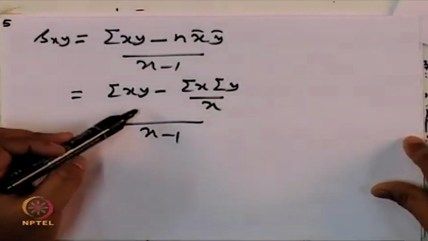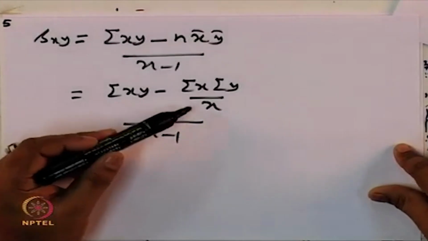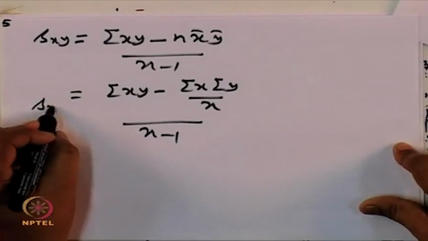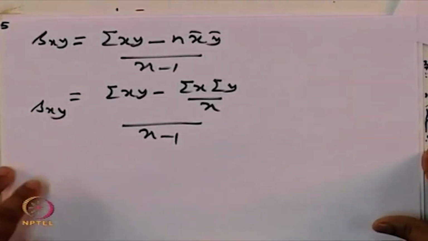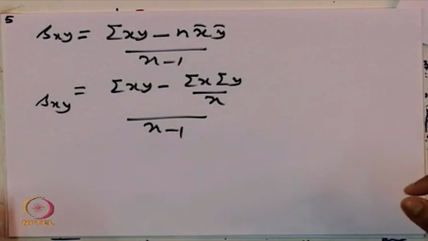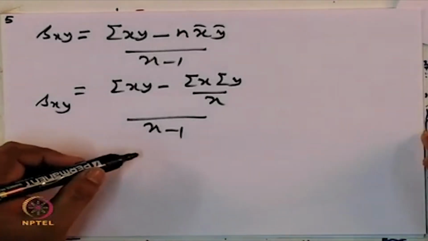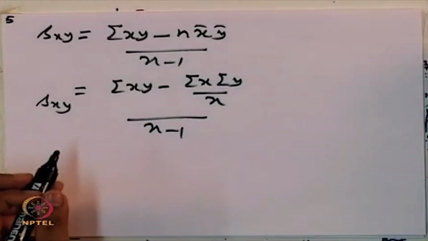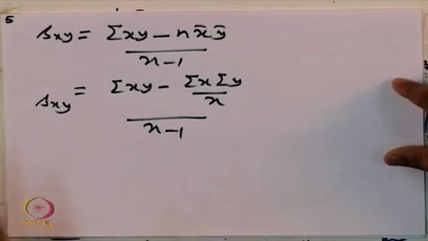Okay. So, summation x y minus summation x summation y by n whole divided by n minus 1. So, this is a simplified expression for calculating s x y. Of course, when you are doing these calculations in a laptop or in a program, then you can use the original formula to calculate the final expression, but when you are doing it by hand, then this is the easier way to calculate. So, let us take one sample example and work it out to find out what is the expression for s x y.